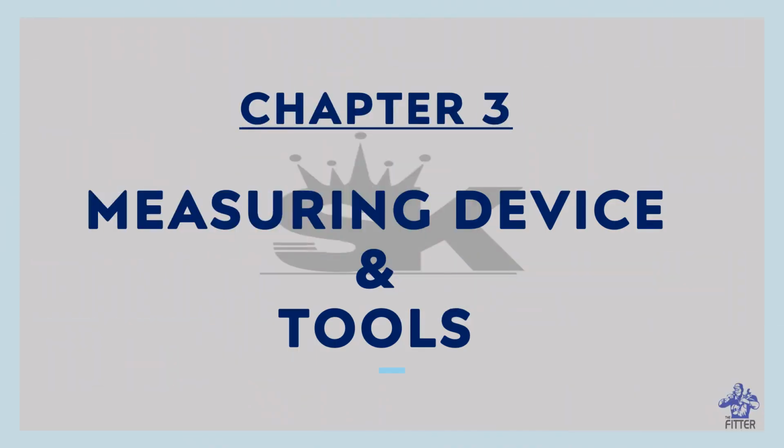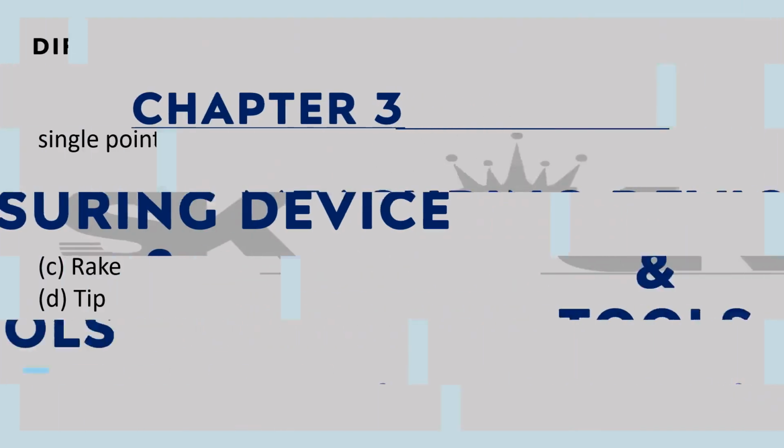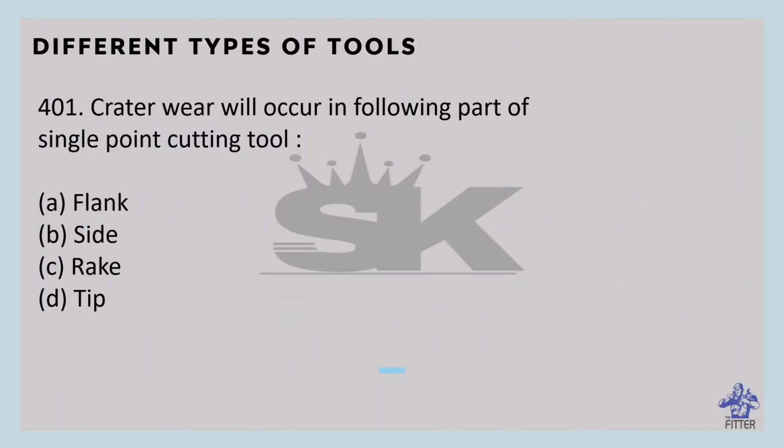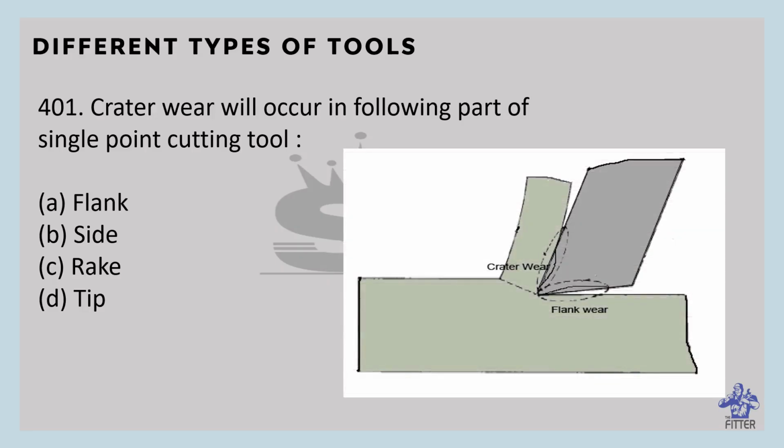We're continuing chapter 3, measuring devices and tools. Crater wear will occur in the following part of a single point cutting tool. Here in the image you can observe this is the crater wear. This is the region where crater wear happens. And this is the wear that happens on the flank side, so that is flank wear.